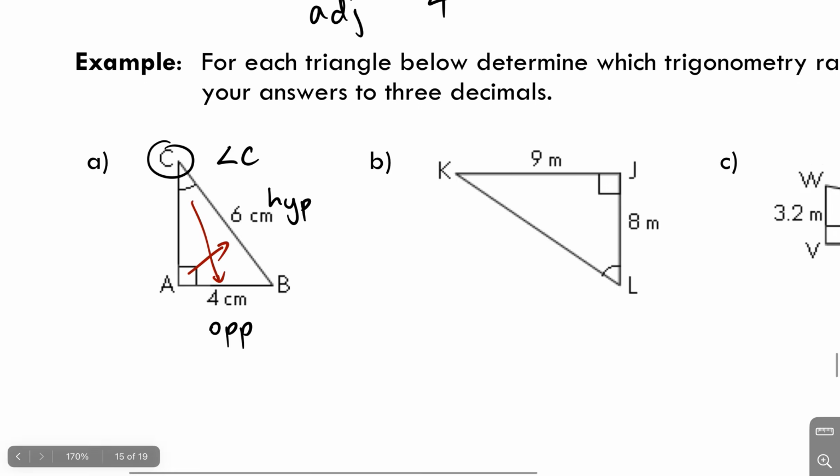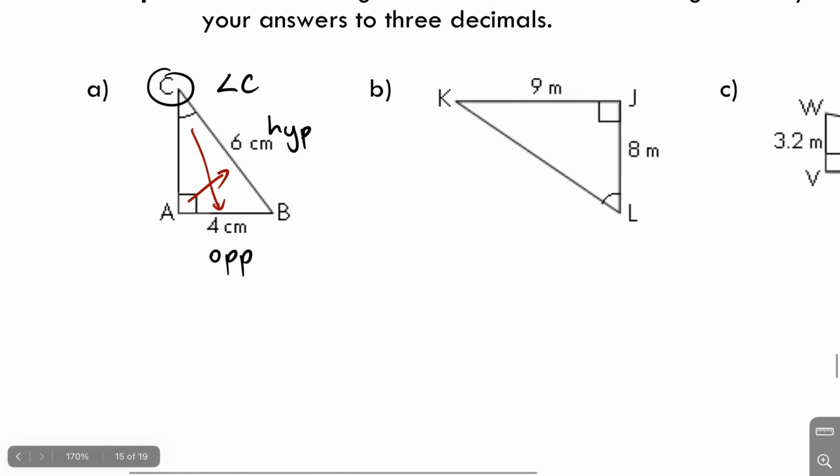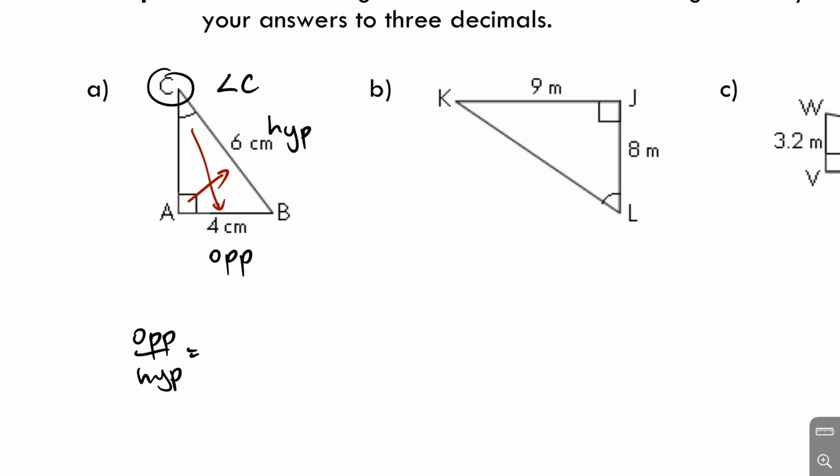Okay, so it doesn't matter the orientation of your triangle, you have to be able to identify your opposite and hypotenuse based on your reference angle. So here I can calculate a ratio of the opposite over the hypotenuse, and that's going to be 4/6.